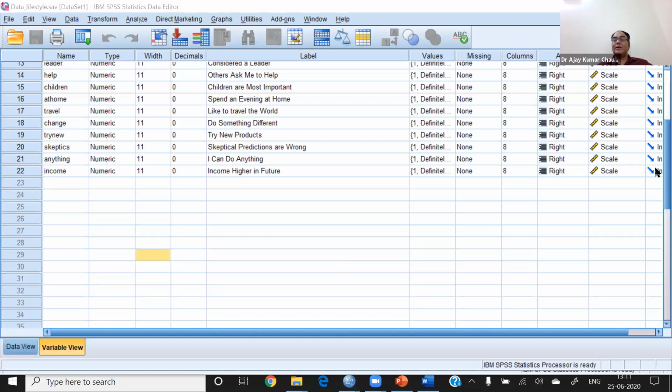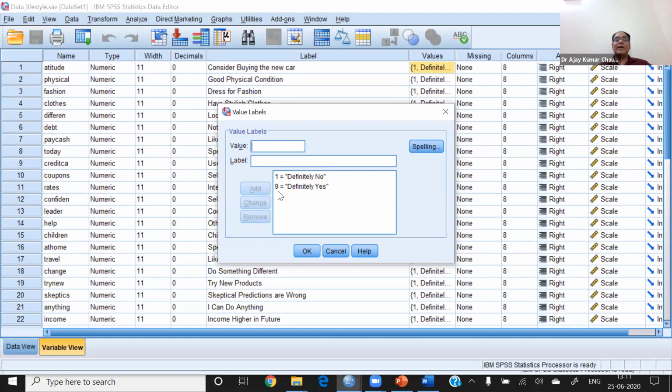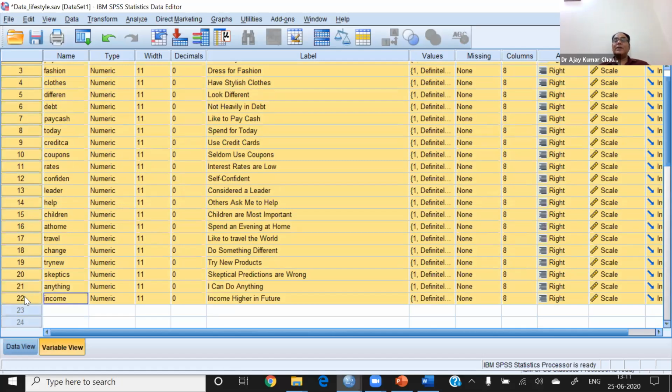Now I'm moving to the second case. In this case, the company is going to launch a new car, and they are asking consumers: are you interested in buying this car? Here 1 means definitely no, and 9 means definitely yes. So it is a 9-point scale, and this is the dependent variable. Considering buying the car depends upon these different factors, which represent the lifestyle of the consumers. All these are independent variables.